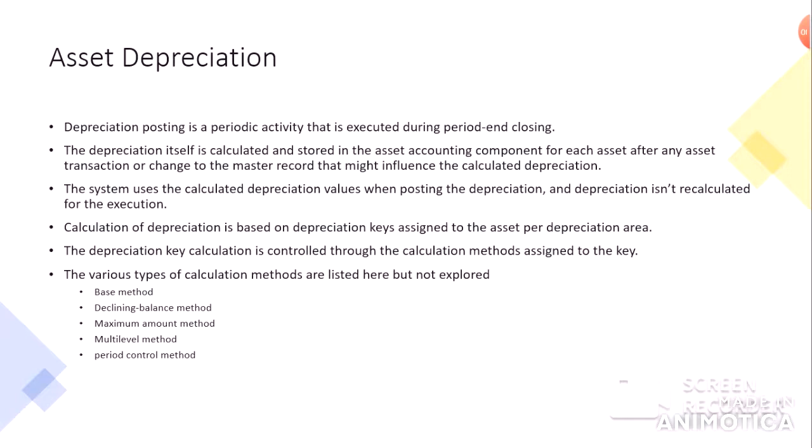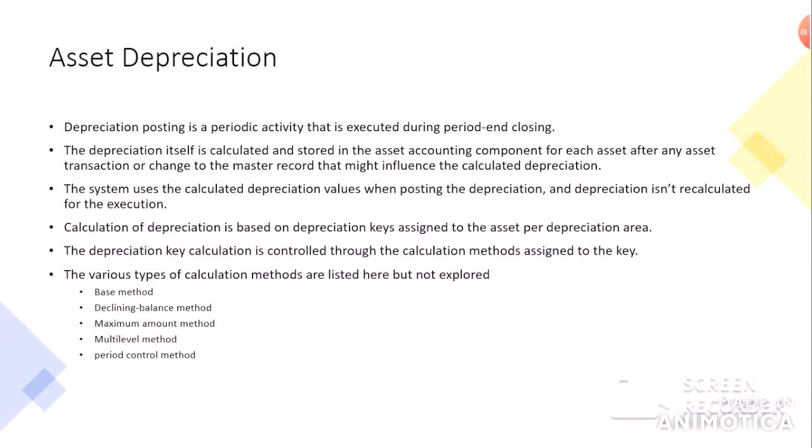Normally the depreciation posting is a periodic activity that is executed during period end closing. The depreciation itself is calculated and stored in the asset accounting component for each asset after any asset transaction or change to the master record that might influence the calculated depreciation. The system uses the calculated depreciation values when posting the depreciation, and depreciation is not recalculated for the execution.